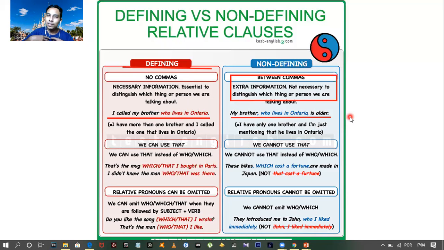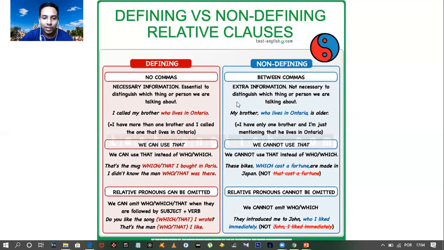My baby, who is a student at AULA, is attending class. It's not necessary to say who studies at AULA. It doesn't make sense. It's not necessary information to understand that she's my daughter. So defining and non-defining relative clauses, it's this. You use non-defining just to give extra information. Look at here. Who lives in Ontario?